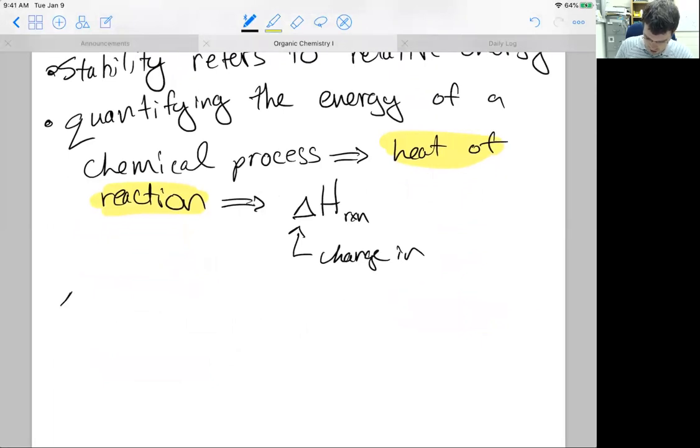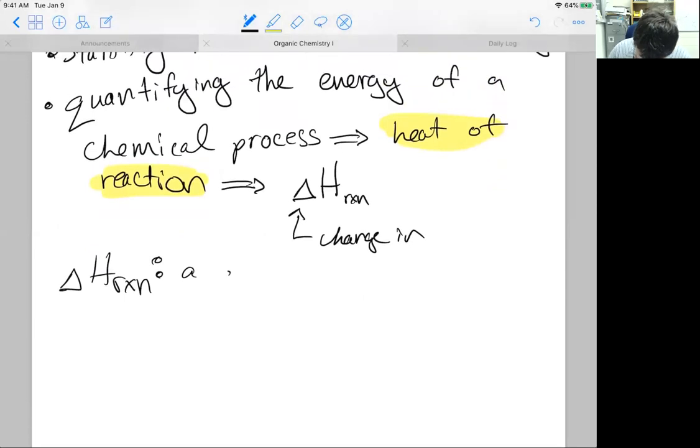So the heat of a reaction, which is delta H Rx, and I'm going to begin using this right away, is a quantitative description of the heat energy released or absorbed by the system.